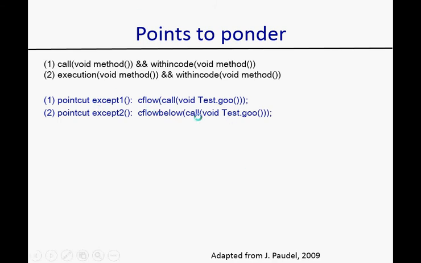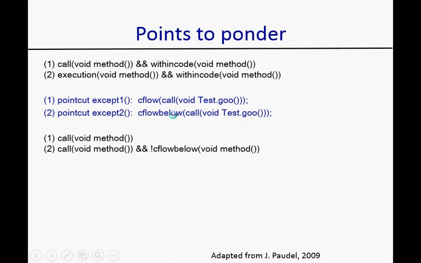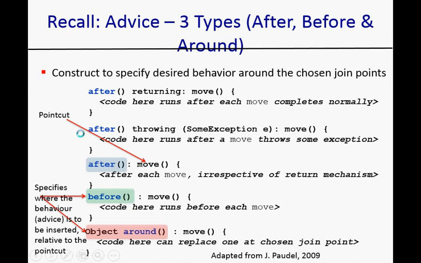Cflowbelow would be very similar, but it would not include the call itself to test.gu. This is sort of strictly below. Consider a call to a method versus a call on something that's not cflowbelow. So here, we're kind of ruling out reentrant things where we've called it already, and then we encounter it. We've ruled that out. Here we're not ruling that out. It could be associated with reentrance.